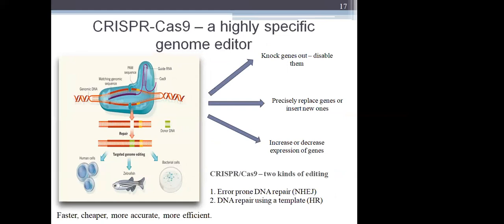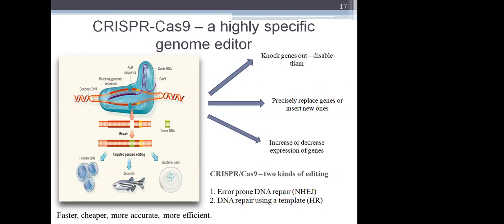What results can we get? First of all, I'll discuss what will happen when this system works. As I have told, this system produces a double strand break, and the double strand break can then be repaired naturally, but we can manipulate these things.